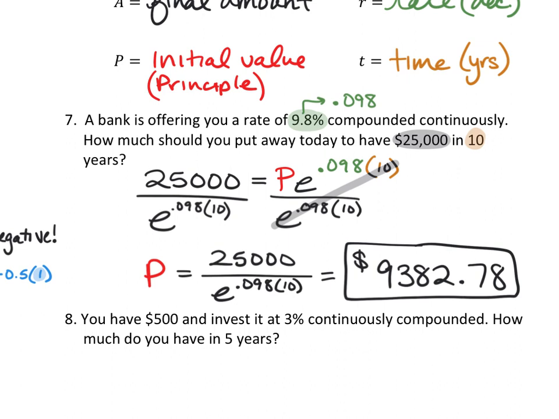Is that what you guys got? So what this is saying is if you find a bank offering you this interest rate continuously compounded, you put $9,382.78 in the bank today, leave it there for 10 years. When you look back at it, it will be $25,000.